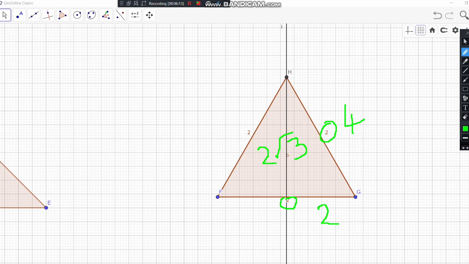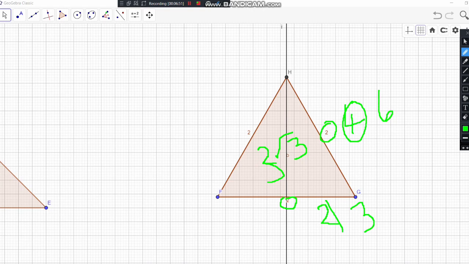So if the hypotenuse of the 30, 60, 90 triangle is 4, then the sides are 2, 4 and 2 root 3. And if instead of this 4, it is 6, then what will this side be? This side is equal to 3. Then this side is equal to, yes, 3 root 3.